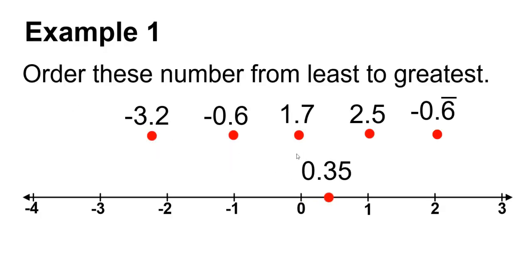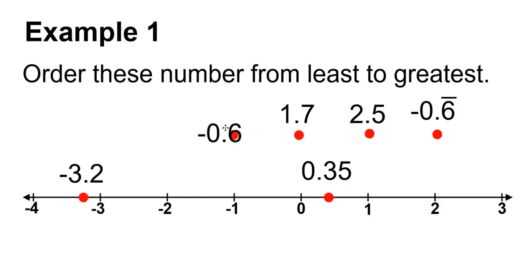For negative 3.2, it's a little bit less than negative 3, so it goes just to the left of the negative 3. For negative 0.6, negative 0.5 is halfway between 0 and negative 1, so it goes just to the left of that as it's a little bit less.